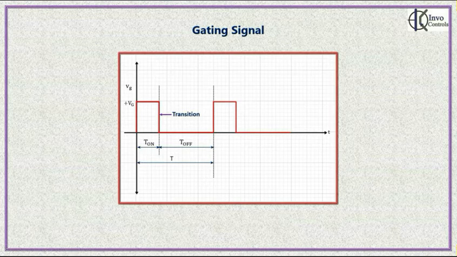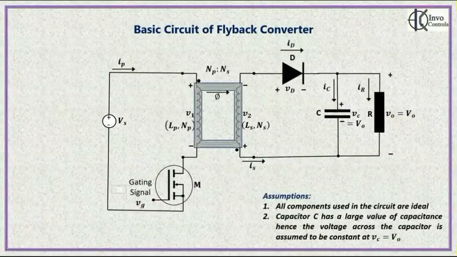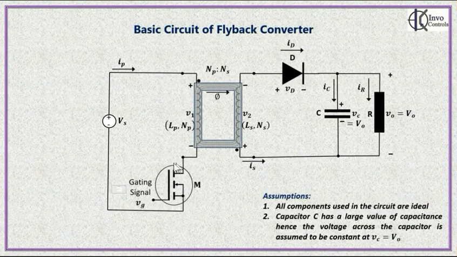T on mainly signifies the duration for which the MOSFET is on, and T off signifies the duration for which the MOSFET is off. Just so that you can recollect better, this is the MOSFET. If we give a high gating signal here, the MOSFET will turn on, and if we give a low signal here, the MOSFET will turn off. We will be studying details of this when we actually go into the operation of the flyback converter.